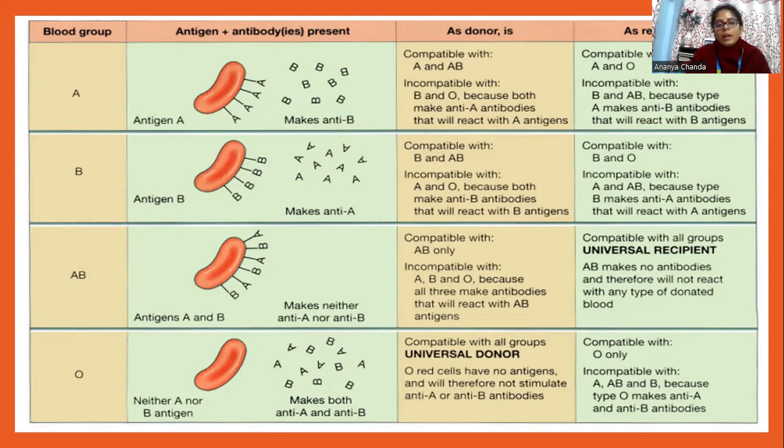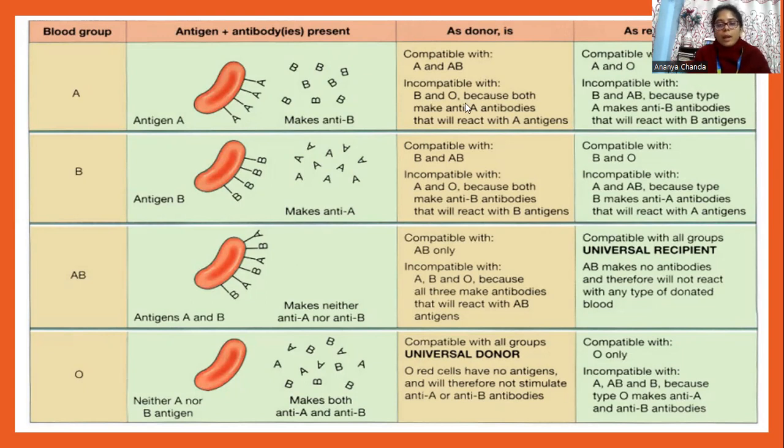So in the blood group A type, the red blood cells have A type of antigen. So what does it produce? The antibody B. If it has antigen A, then it will produce antibody B. Right? So who can be the donors and who can be the recipients? The A type of blood group can give blood to A type and AB type of blood group people. You will know in the further explanation why A and AB are considered compatible, and incompatible are B and O.